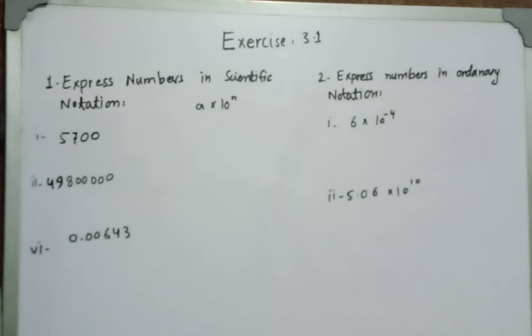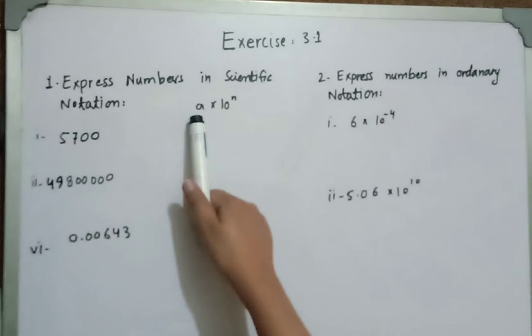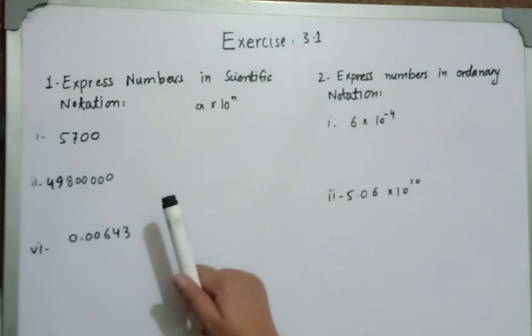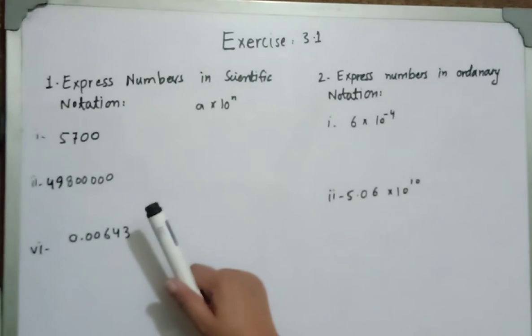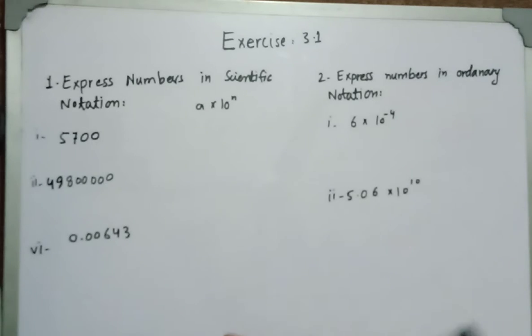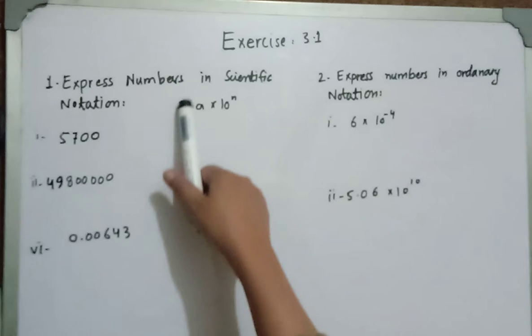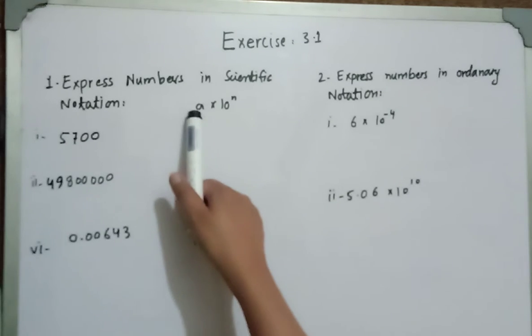Today we are starting exercise number 3.1, and question number 1 is: express the numbers in scientific notation. As we have previously discussed, in scientific notation you write a very large number as a power of 10. This is the general form of scientific notation, right?